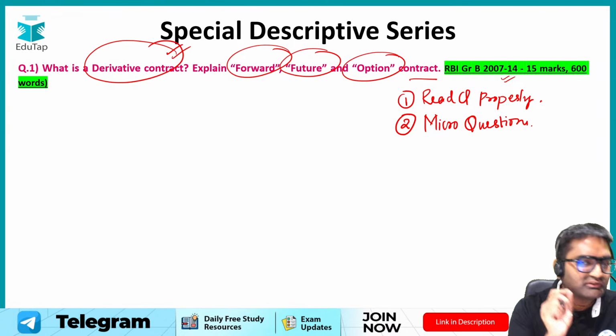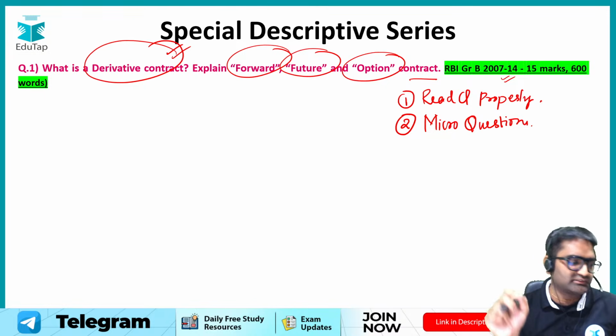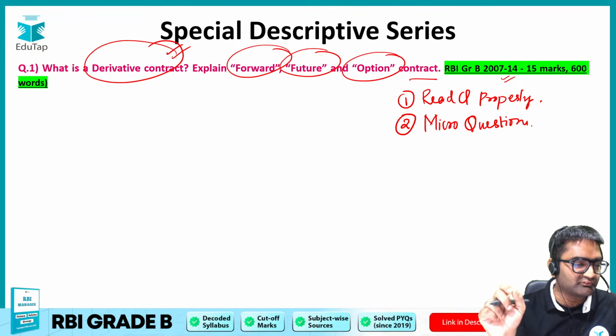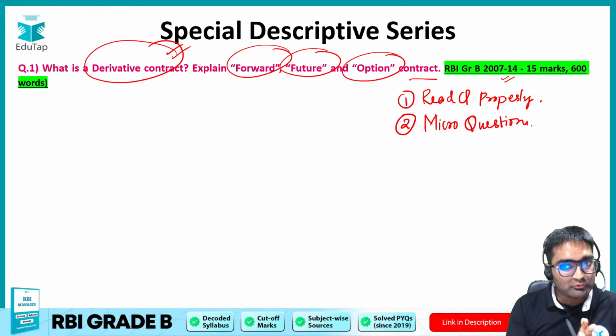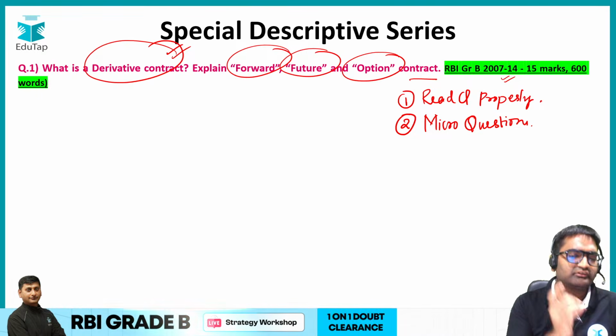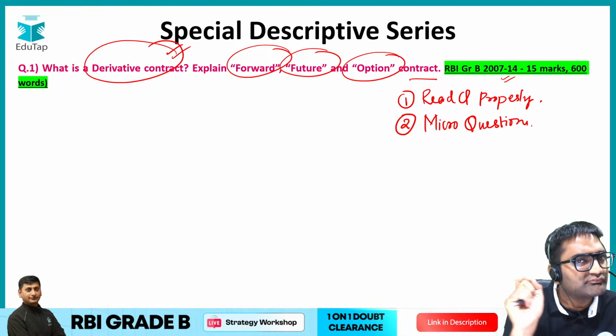You can please let me know in the chat box, whoever is watching this session. This is, as I told you, pretty straightforward, but yeah, are there any micro questions? That is something that you have to identify. If at all there are any micro questions, you will have to address each of these micro questions.